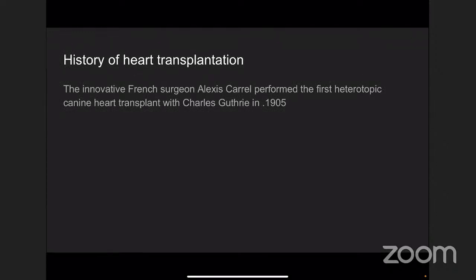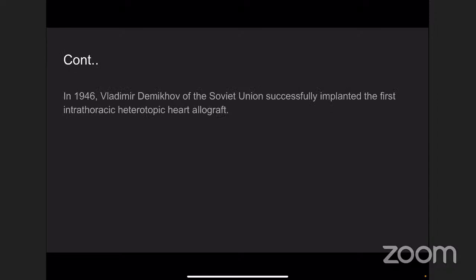In 1905, Alexis Carrel performed the first heterotopic canine heart transplant. In 1946, Vladimir Demikhov successfully implanted the first intrathoracic heterotopic heart allograft.